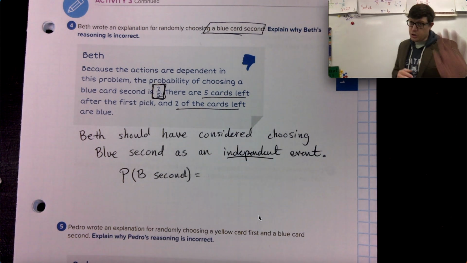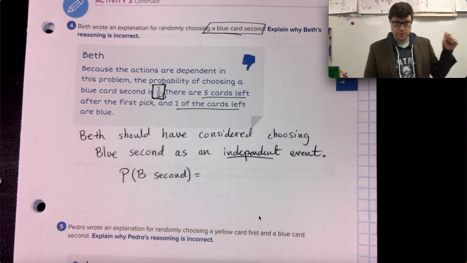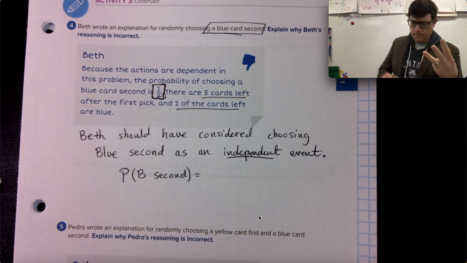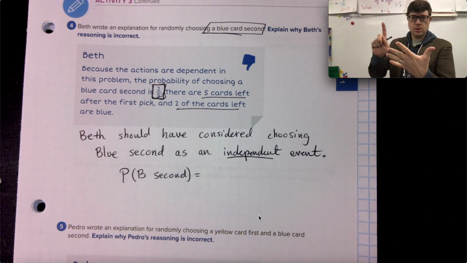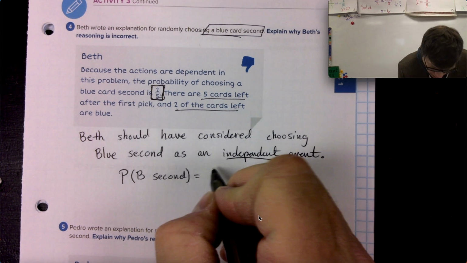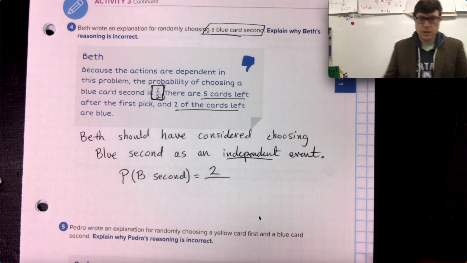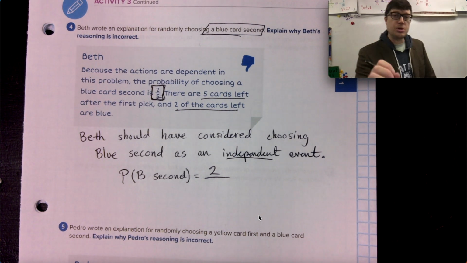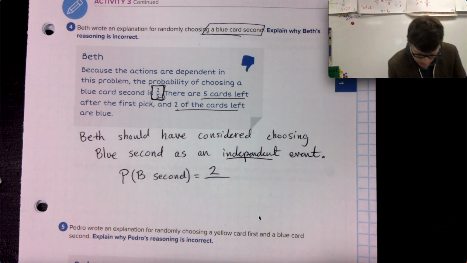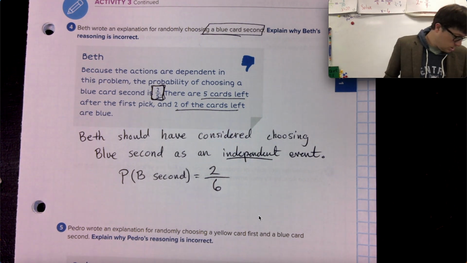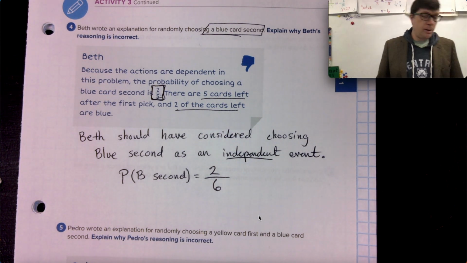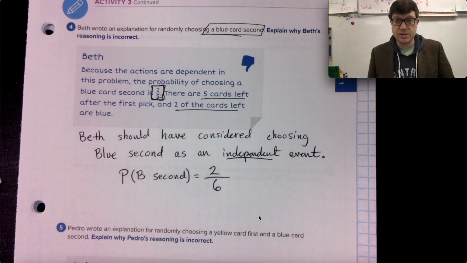Now, she's not choosing a blue card first, so that's out. But there were 3 yellow, purple, and 2 blues. So those 2 blues are available if the scenario is randomly choosing a blue card second out of 6 card choices. 2 of the cards are blue, which means the probability of blue second is 2 out of 6.